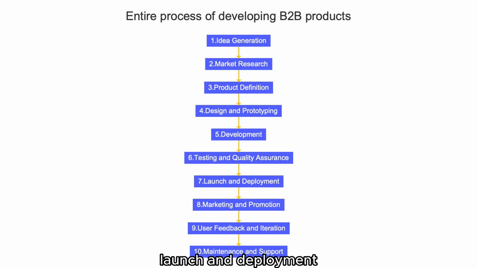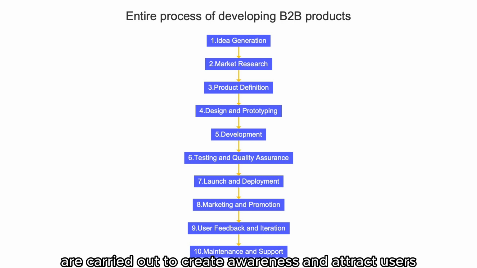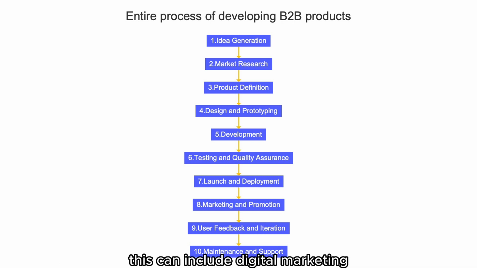Launch and deployment. After successful testing, the product is launched and deployed to the target market. This involves setting up servers, configuring databases, and making the product available to users. Marketing and promotion. Once the product is launched, marketing and promotional activities are carried out to create awareness and attract users. This can include digital marketing, advertising, content creation, and public relations.